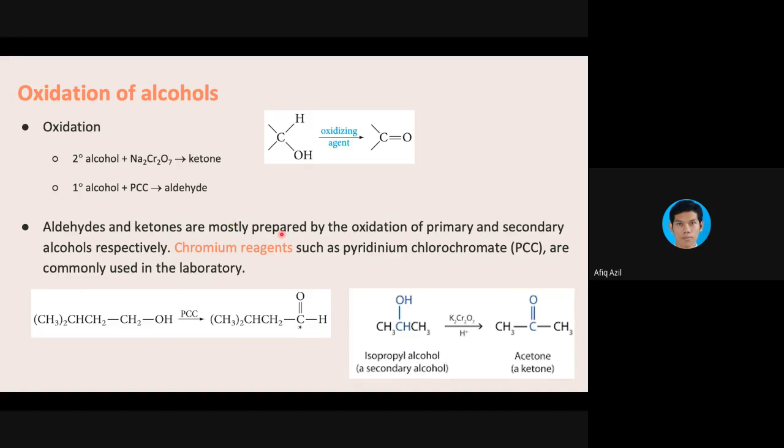Aldehyde and ketone are mostly prepared by the oxidation of primary and secondary alcohol respectively. So chromium reagents such as PCC are commonly used in the laboratory. Another type is sodium chromate, which may also be used, or you can also use potassium chromate. The difference is just Na plus and this is K plus, potassium.